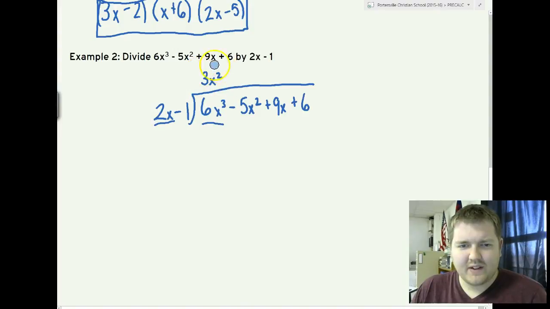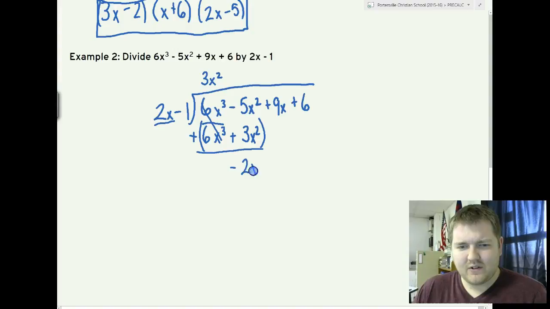I'm going to take 3x squared times 2x minus 1. I get 6x cubed minus 3x squared. I'm subtracting that from my original polynomial. These cancel out, and I am adding negative 5x squared plus 3x, which will give me negative 2x squared. Bring down the 9x.